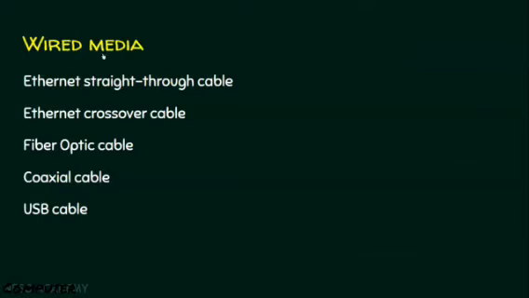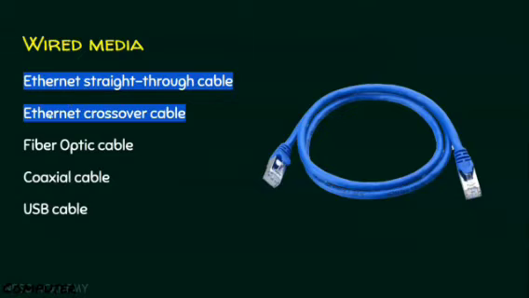The examples for wired medium are Ethernet cables, fiber optic cable, coaxial cable, and USB cable. We will see each of these cables in detail now. Firstly, Ethernet cable. This is an example of an Ethernet cable. Ethernet cable is an example of a twisted pair cable. I will talk about twisted pair cable in the upcoming lectures.